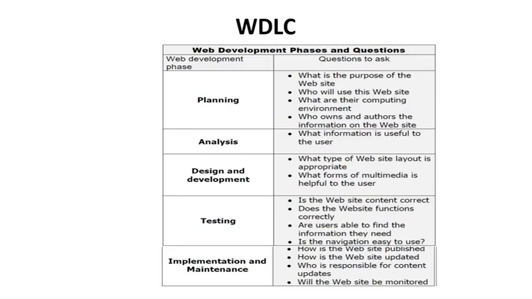Next one, who owns and authors the information on the website? Whether the developer has to author the content, or the organization or institution using this website has to own the website or author it. Authoring is nothing but providing the content. For example, if we take our university website, the content will be provided by the university, not by the developer. If we have something called a forum, then the content will be given by the developer itself. So that is a difference.